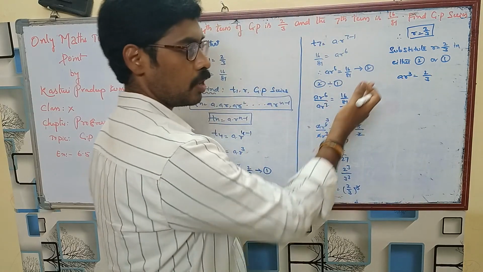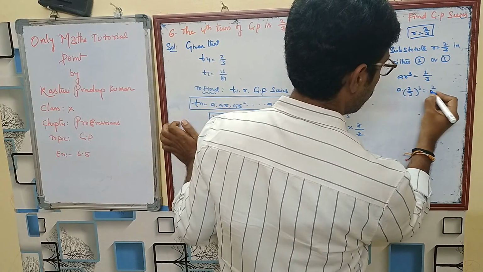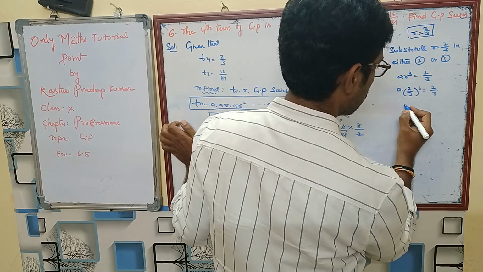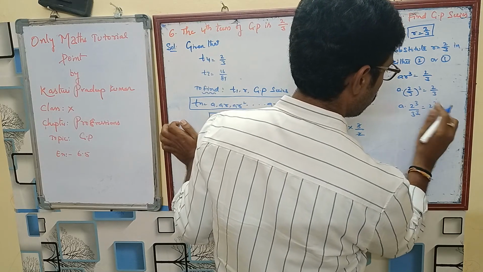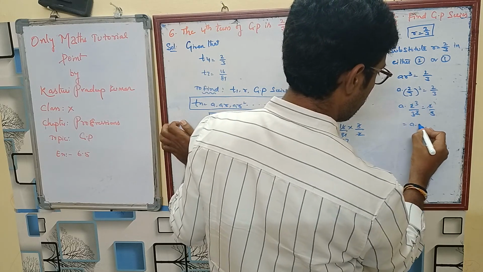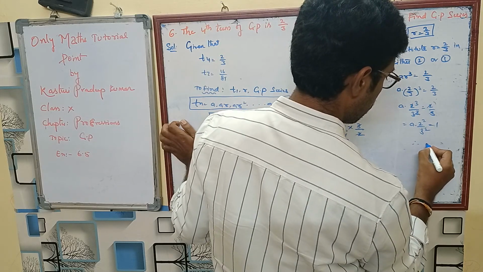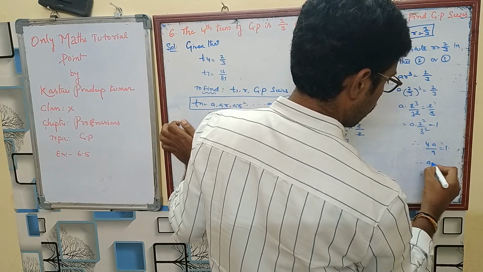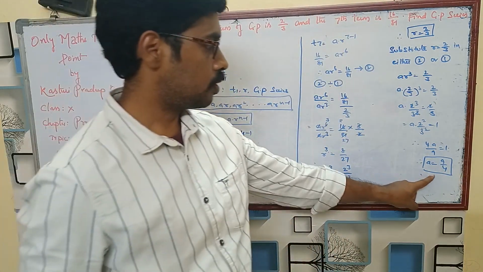Why do we need to substitute? To get the value of A. So A dot R cube, that is A times 2 by 3 whole cube, equals 2 by 3. So you can cancel: 2 cube, 3 cube, equal to 2 by 3. You can cancel one 2 here, one 2 here, one 3 here, one 3 here. Therefore A dot 2 square by 3 square equals 1. Therefore 4 A by 9 equals 1. Therefore, A equals 9 by 4. A equal to 9 by 4.